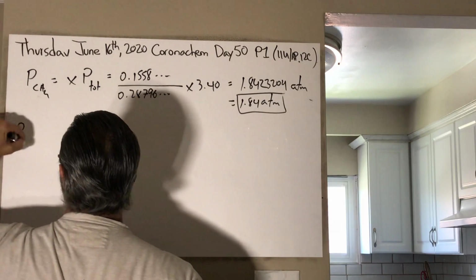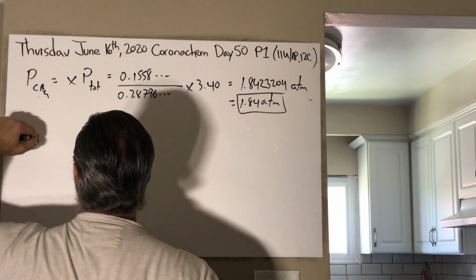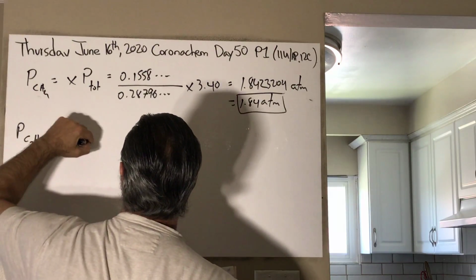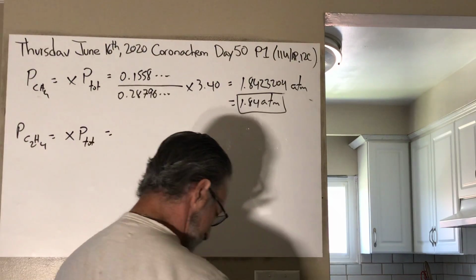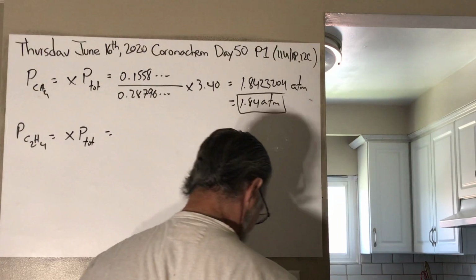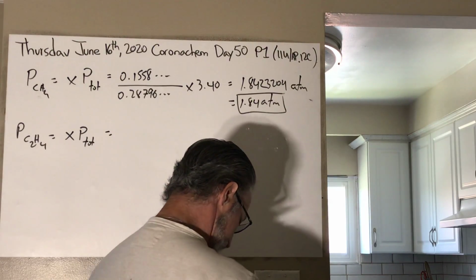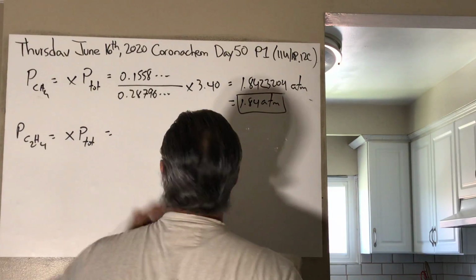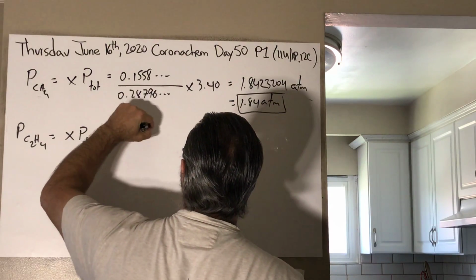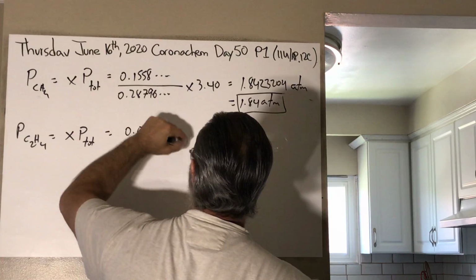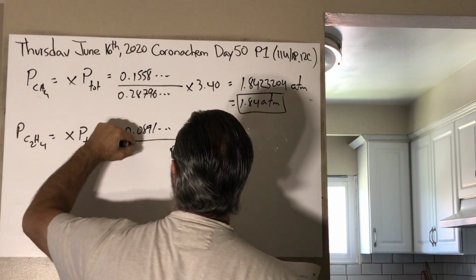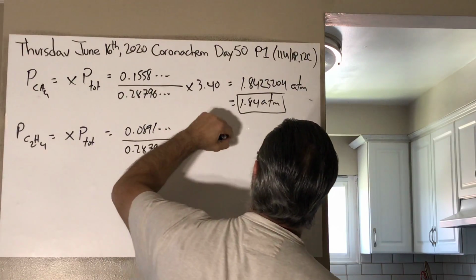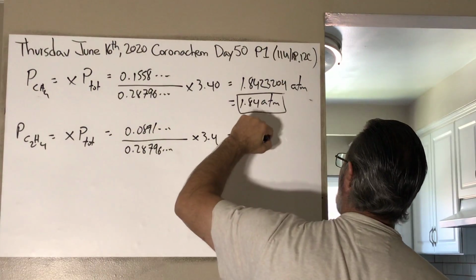Partial pressure of ethene, C2H4, is equal to the mole fraction of ethene times the total pressure. In this case, it equals 0.0891, etc., over 0.28796, etc., times 3.4. After sig figs, you get 1.05 atmospheres.